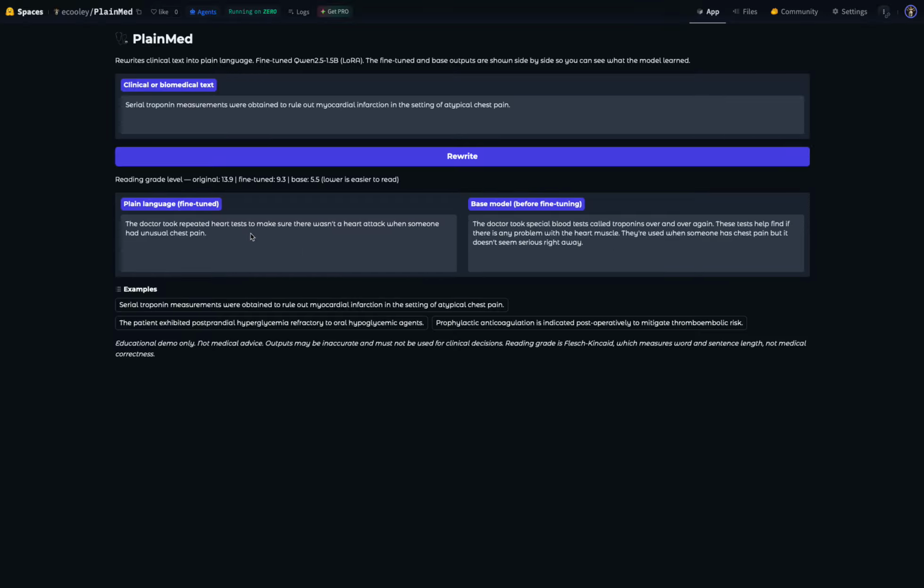So we can see clearly that after fine-tuning with the clinical text pairs, the model is much better able to translate the medical jargon into more easy to read language.